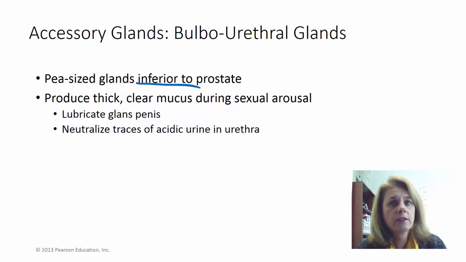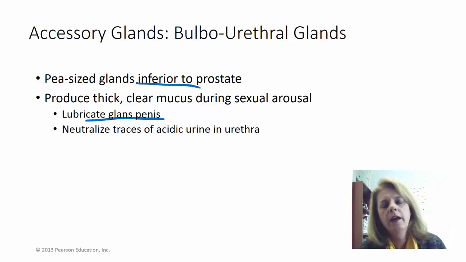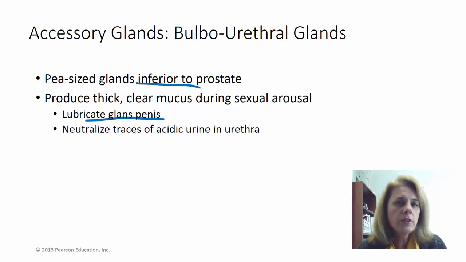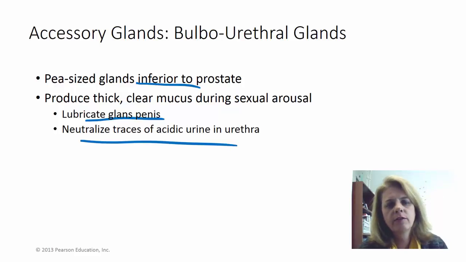This is going to be used as a lubricant. So before intercourse, before coitus between male and female, before the penis can be inserted into the vagina, there needs to be some lubrication. And so this fluid, this mucus made by the bulbourethral glands, will lubricate the penis and allow less friction during intercourse. It also will neutralize any acid left in the urethra.